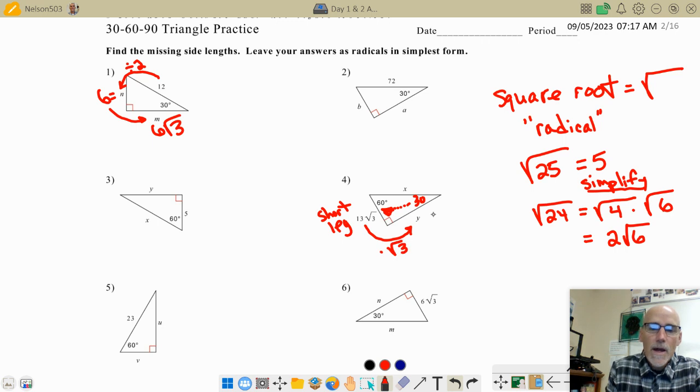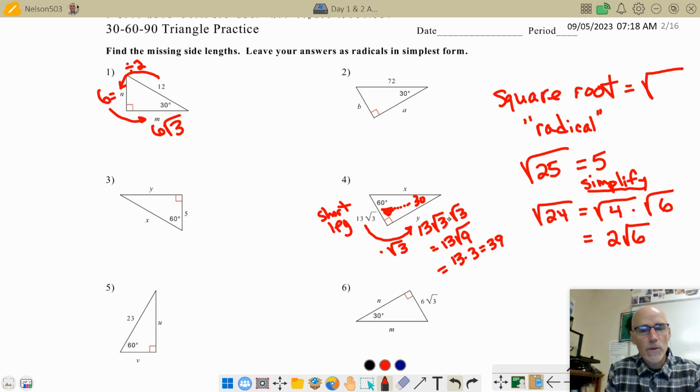So let's see what would happen with this simplification. I get 13 square root of 3 times the square root of 3. Square root of 3 times square root of 3 is the same thing as the square root of 9. Okay, and the square root of 9, well, 9 is a perfect square. What times itself is equal to 9? 3. So this all becomes 13 times 3. 13 times 3 is 39. So that's the way we would simplify that one right there.